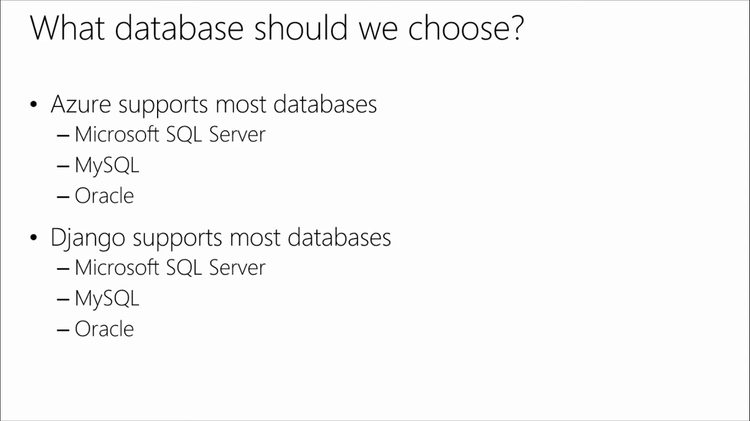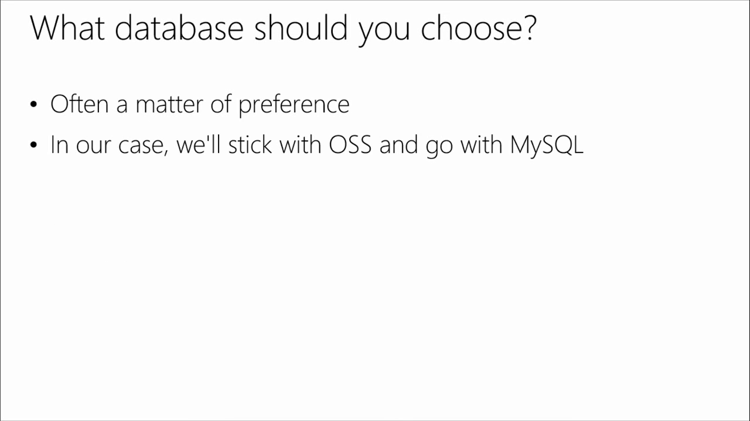And so Azure supports almost any database that you might want. And as it turns out, Django also supports almost any database that you might want. So if you want to use SQL Server, if you want to use MySQL, if you want to use Oracle, then you can absolutely do that. Now, which database should you choose? Often it really is just a matter of personal preference. Now, for me, I like SQL Server. I use SQL Server. So that's what I personally would choose. But we've been doing OSS. Let's stick with OSS. Let's go ahead and go with MySQL here.